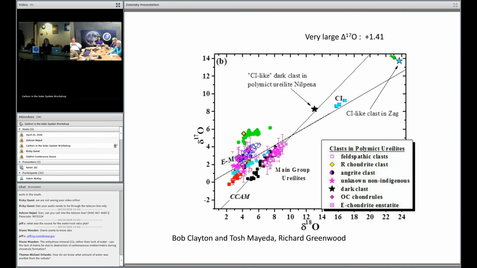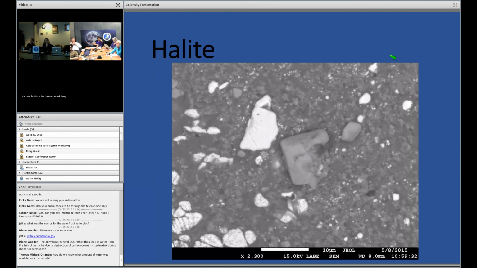It's something very different. This is done by both Bob Clayton, the late Bob Clayton, and Toshi Mayeda, and recently by Richard Greenwood, and they get the same results. And there's also a big delta D here, which I'll describe in a minute, which is also a very important part of the story. There's halite in this class. So this carbonaceous chondrite class pretty clearly arrived at the S-class asteroid with the halite, because it's halite in the class. So they were formed on the same parent body, you think.